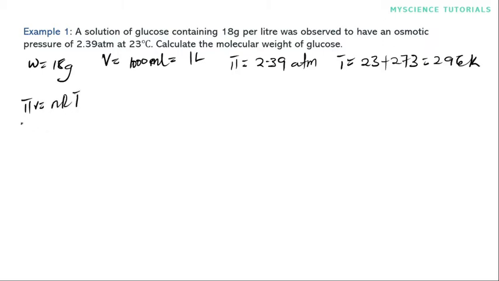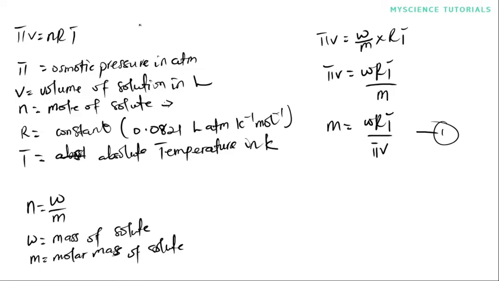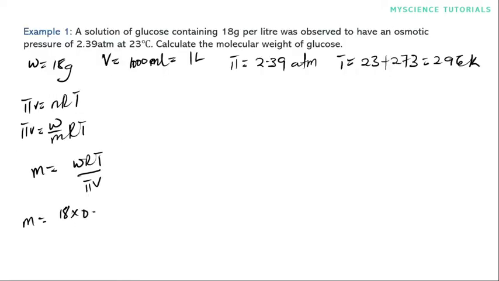We know that our mole is the mass over the molar mass, so pi V equals w over m times RT. If we make m the subject, we get m equals wRT over pi V. So m equals w, which is 18, multiplied by R, which is 0.0821, multiplied by the temperature, 296, divided by the osmotic pressure, 2.39, multiplied by the volume, which is 1 liter, so it is 1.